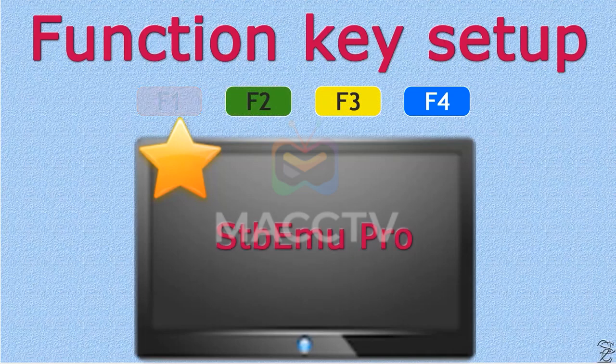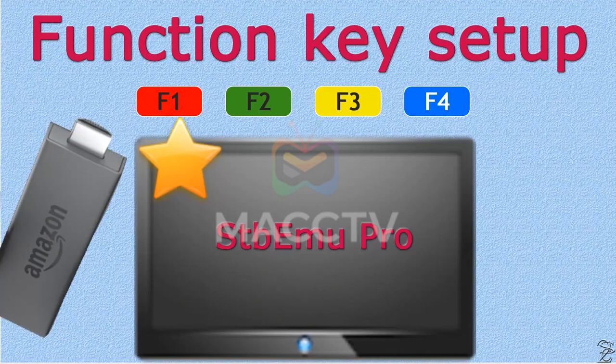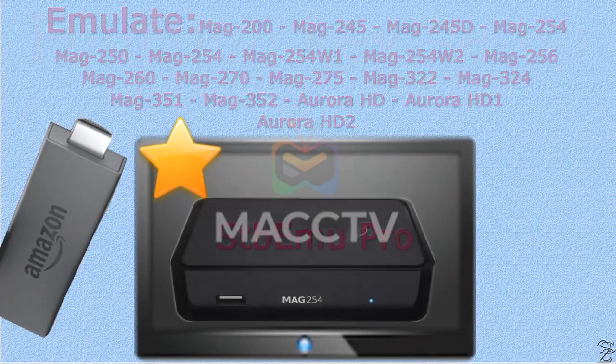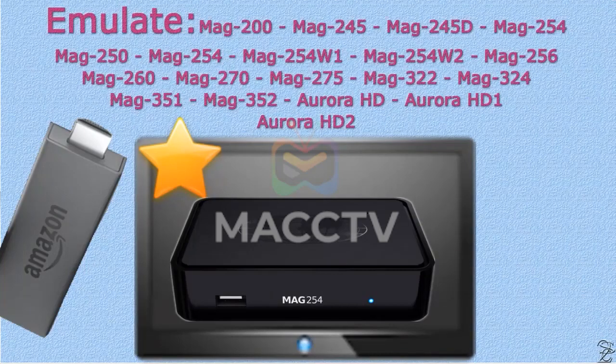In the first part of this tutorial, we learned how to install the app STB EMU Pro on a Fire TV stick using a shortcut link. We also covered how to emulate several infamous Mac versions like the Mac 254, creating a profile and linking to an IPTV service provider portal.